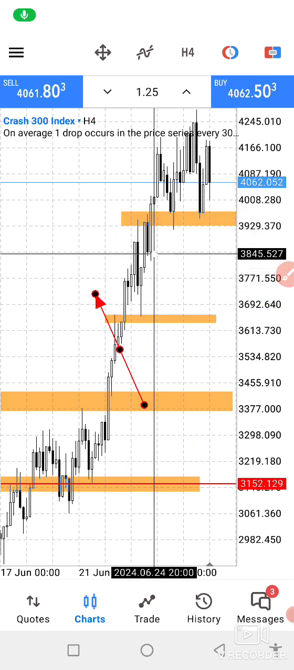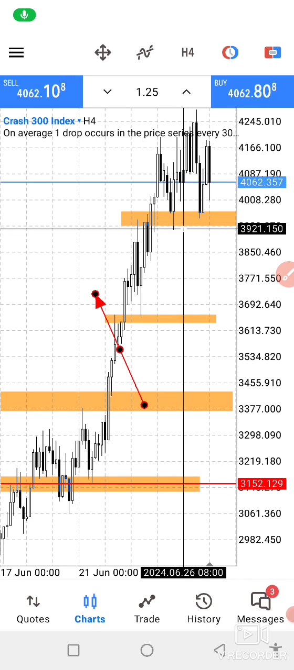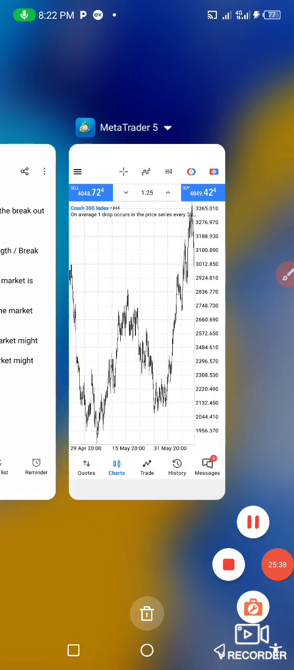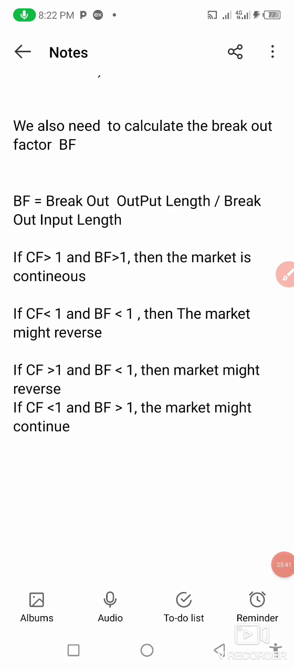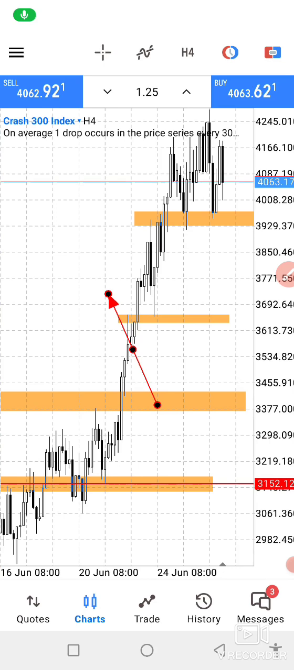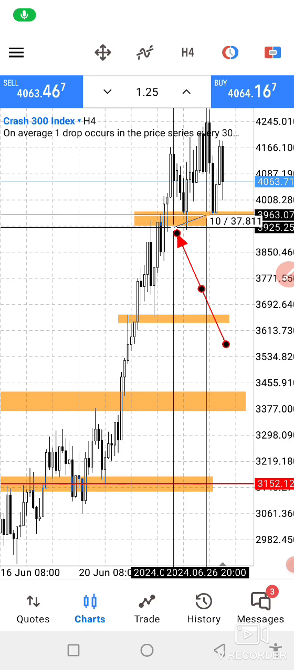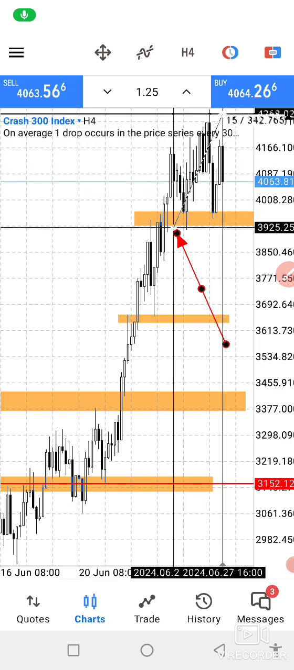Now the next thing is to measure the breakout factor. Remember the formula? Let's go back to the formula so that you'll know what I'm doing here. BF is breakout output length over breakout input length. So how do we measure the input length and output length? You start from the current support or resistance. So this is the current support. Measure from the lowest low in that support region to the highest height reached. So this is the highest height. We have 360.8, so the length is about 360 pips. Let's forget the decimal part.